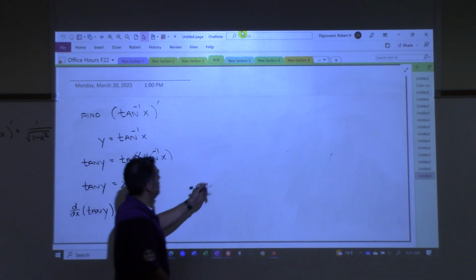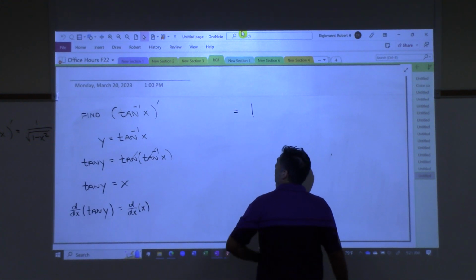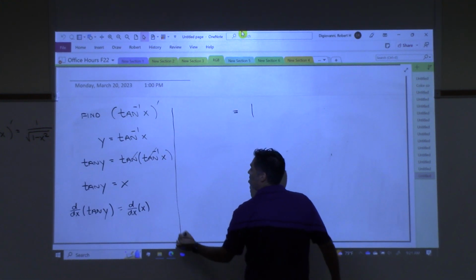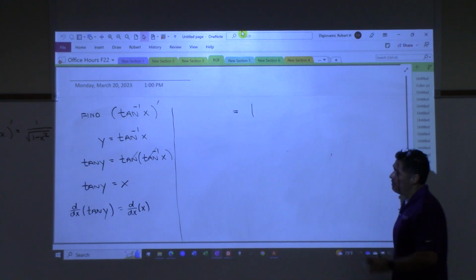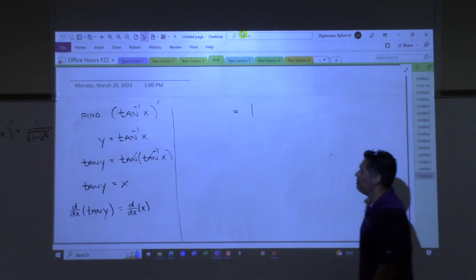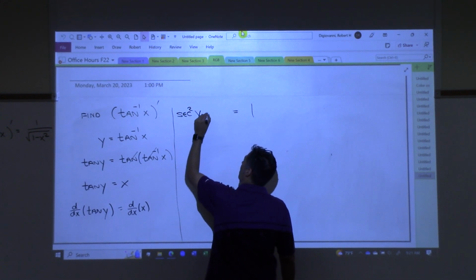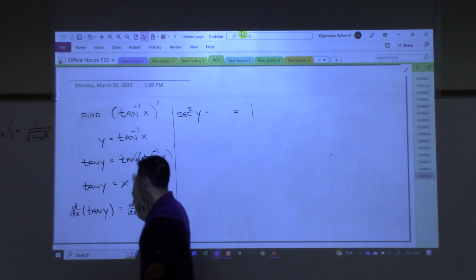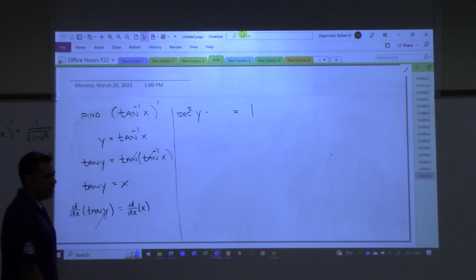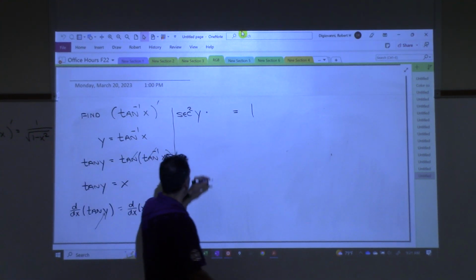What's the right side? The right side, the easier side. 1, right? And the left side, careful there. What's the derivative of tangent of something? Secant squared. So secant squared y. I'm not done. Times what? You've got to take the derivative of what was in there, right? Derivative of y with respect to x is dy dx, which is what I'm trying to solve for, right? Trying to find dy dx. So there it goes, appearing again.